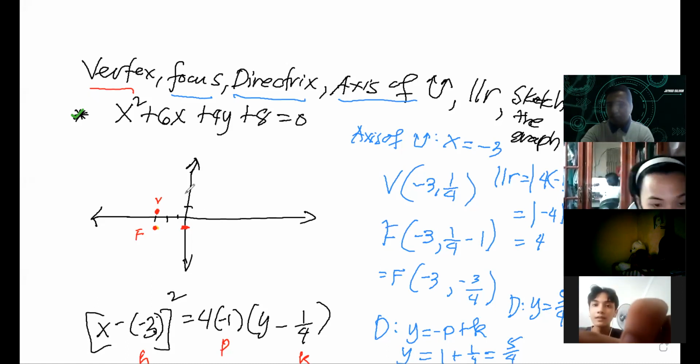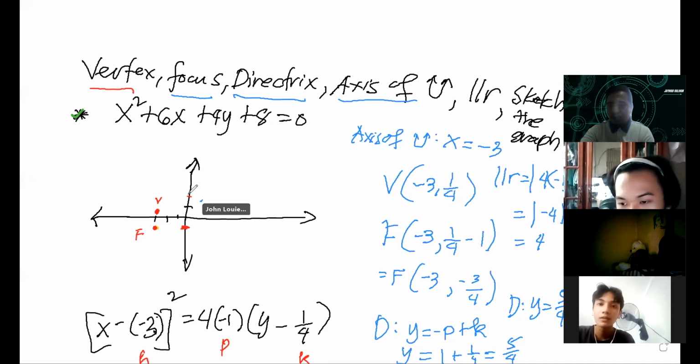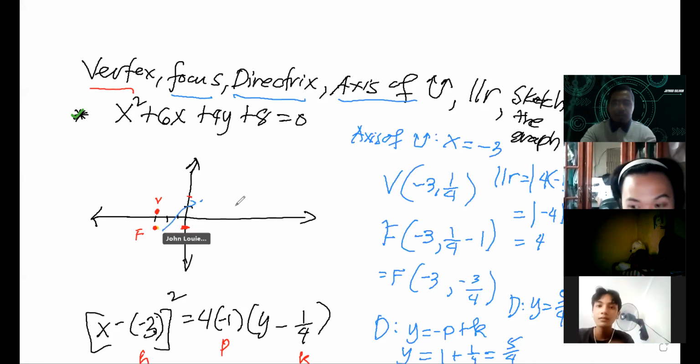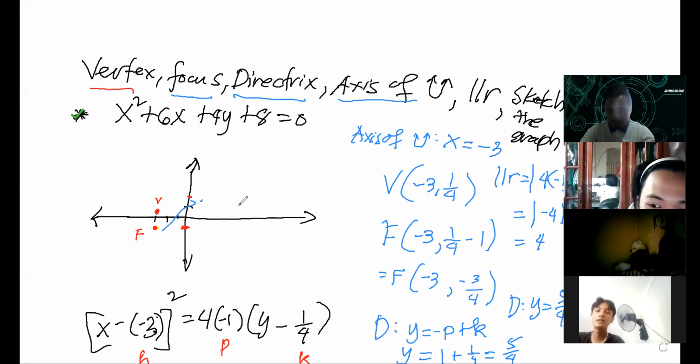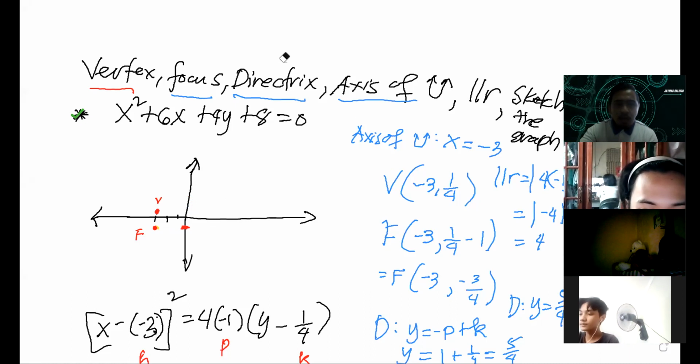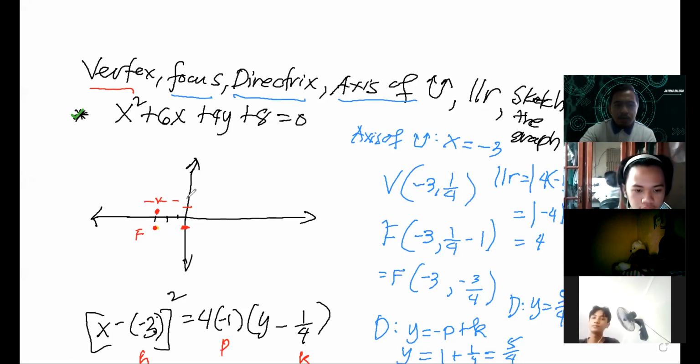Do you know? Yes, sir. Sorry, sir. It is hard to write. Yes, sir. Okay, it's okay. Let me erase this one. Okay. It must be somewhere here, right? So your directrix must be located somewhere here. Should be this portion here. Past 1, okay, 5 over 4.